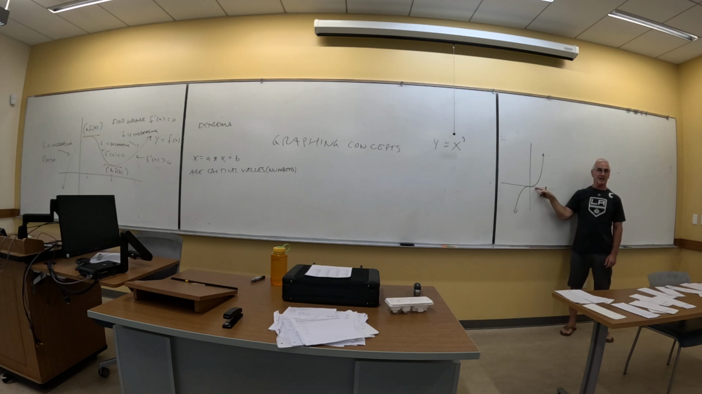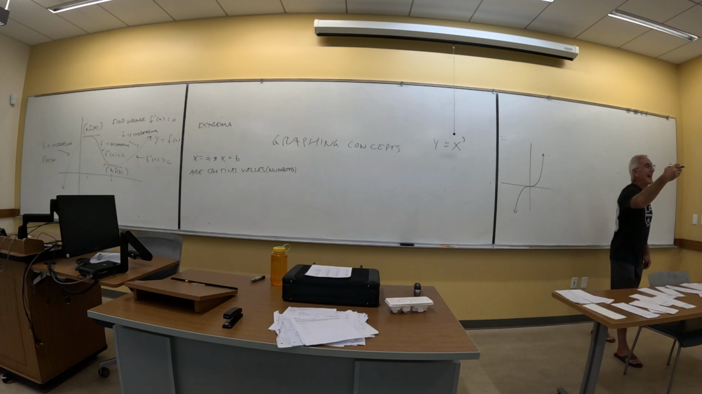There is a horizontal tangent at the origin. So there is a critical value at x equals 0. Does the graph turn around there? No. Is there a maximum or a minimum there? No, something weird is happening. We're going to learn about that one next day.